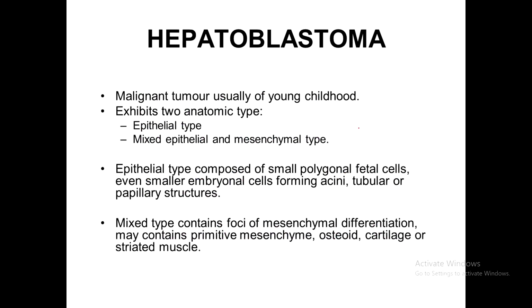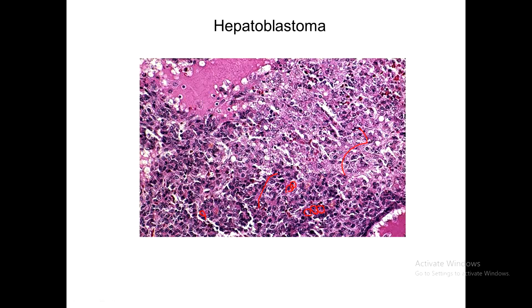So if we are talking about the hepatoblastoma, it exhibits two anatomic types. One is the epithelial type, and the second one is the mixed epithelial and mesenchymal type. I just want to go to the previous slide, in which I have shown you that the epithelial type is going to form glandular structures. Here there is a gland, here again there is a gland. If you can see here, it is spreading like a mesenchymal component.